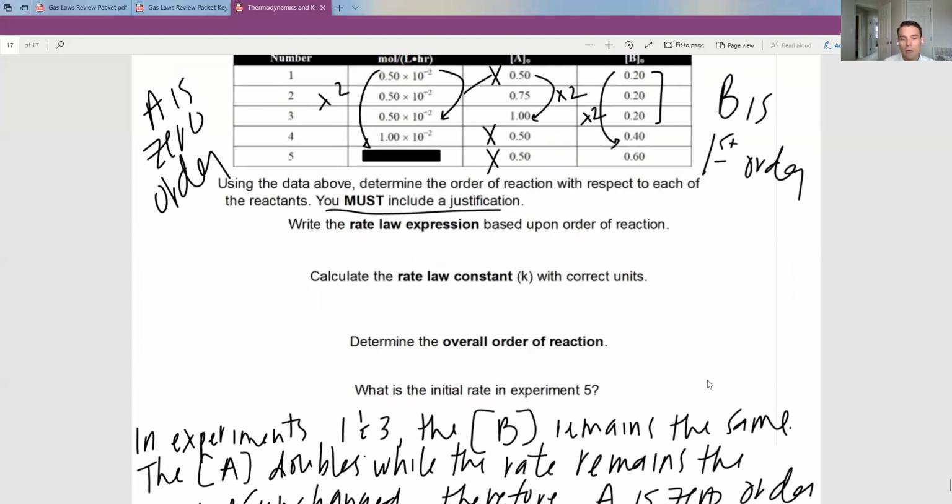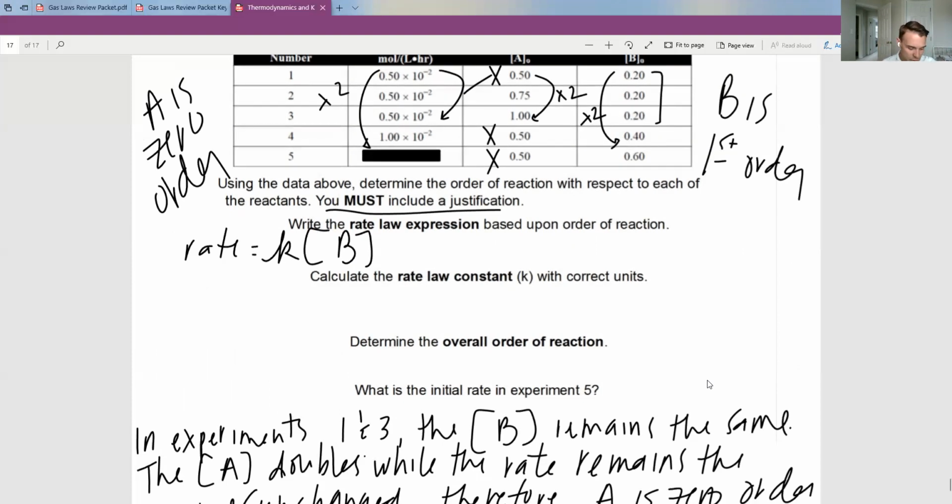So now I can write my rate law expression. My rate law expression: rate is equal to k, so that's my rate constant. A is to the 0 order. When I raise anything to 0, it becomes 1, so I'm not even going to write it. Concentration of B, it's to the first order. I don't need to write a 1. There's my rate law expression.